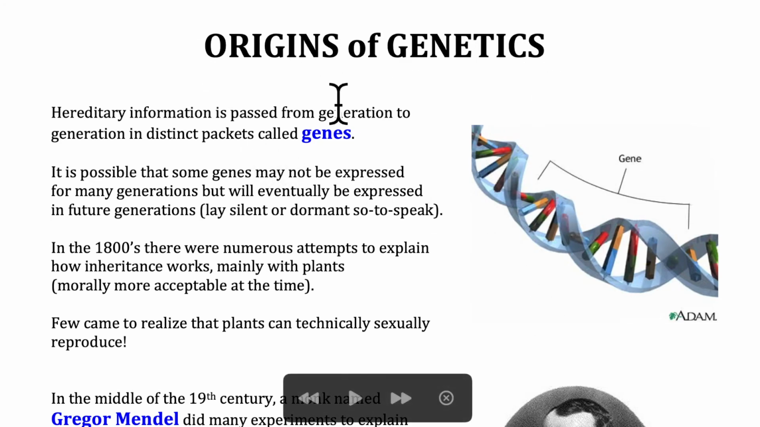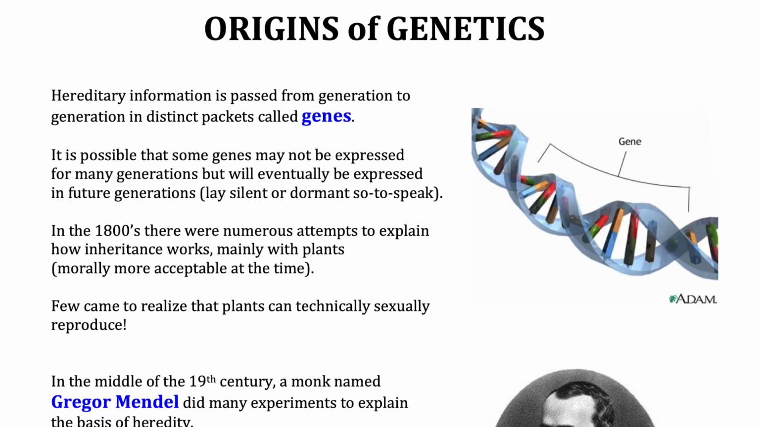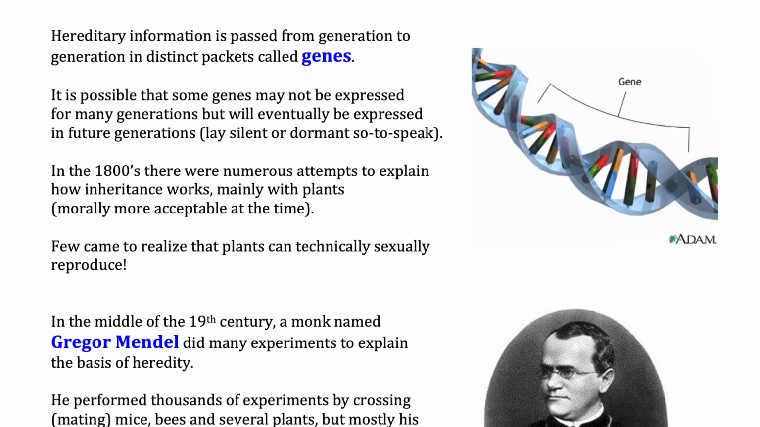Hereditary information is passed from generation to generation in distinct packets called genes. It is possible that some genes may not be expressed for many generations, but will eventually be expressed in future generations, lay silent or dormant, so to speak.